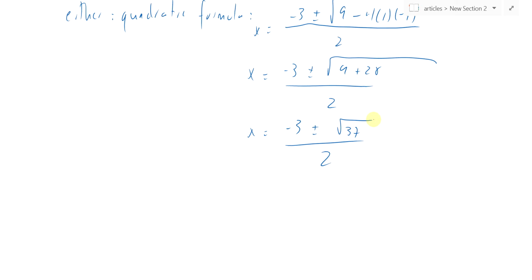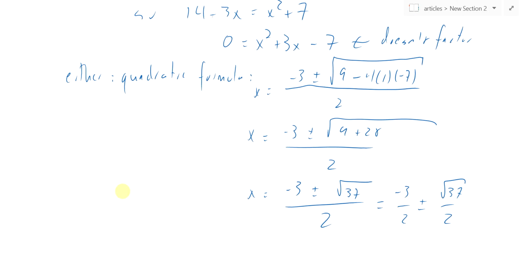Really nothing you can do with the square root of 37 because 37 is a prime number. If you wanted to, you could break it into two fractions like this, depending on your mania for neatness. So that's one way to do it. The quadratic formula is pretty quick for x squared plus 3x minus 7 equals 0.